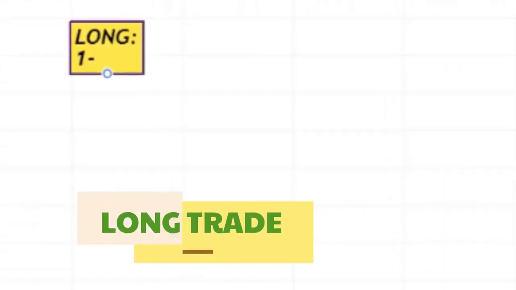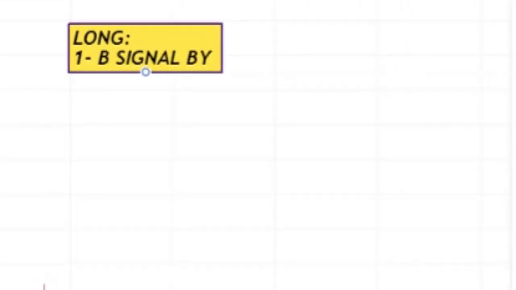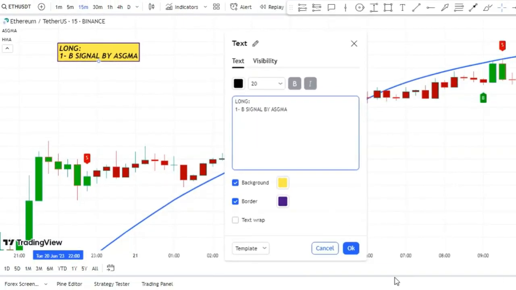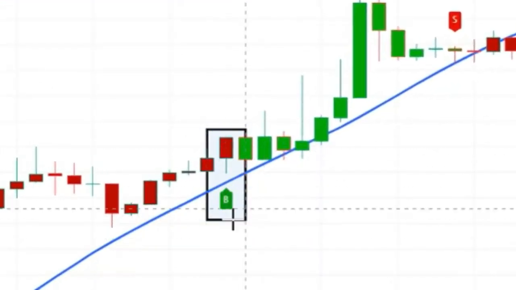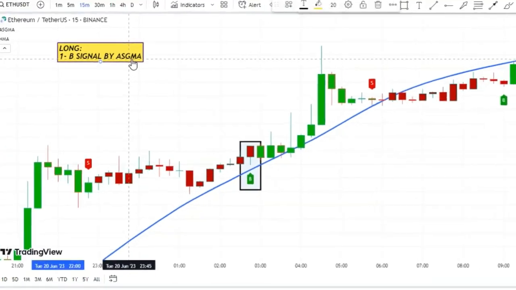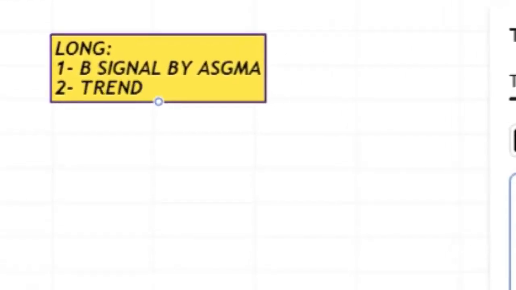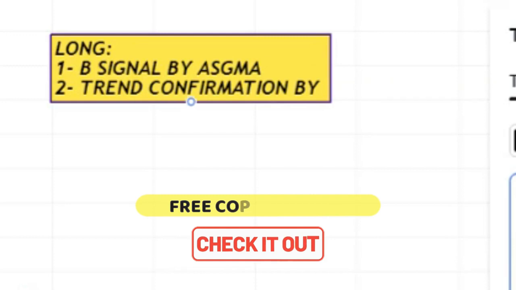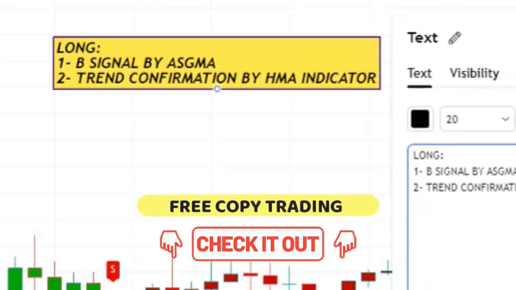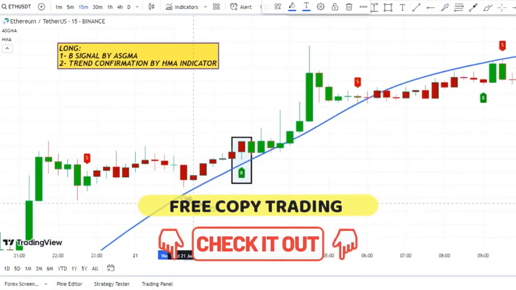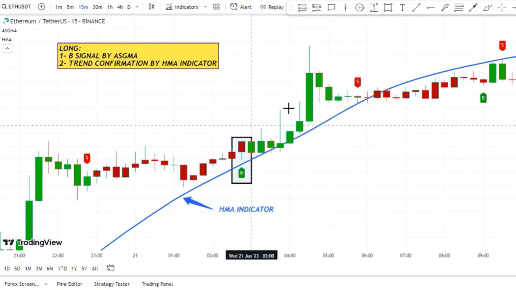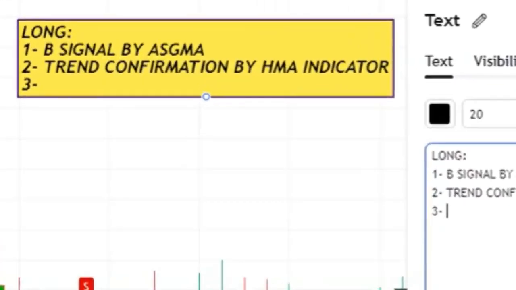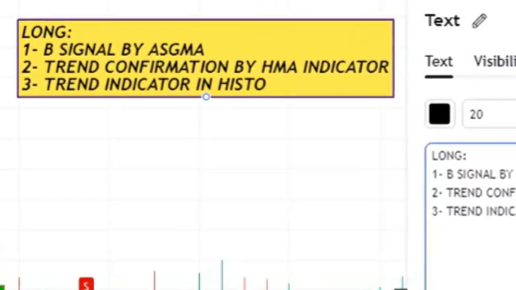For entering a buy trade, a few initial conditions must be present on the chart. We must have a buy signal on the chart. Next, the buy signal must be confirmed by the HMA indicator, meaning the trend is identified as upward by that indicator. The histogram in the trend indicator must be green and above the zero line.